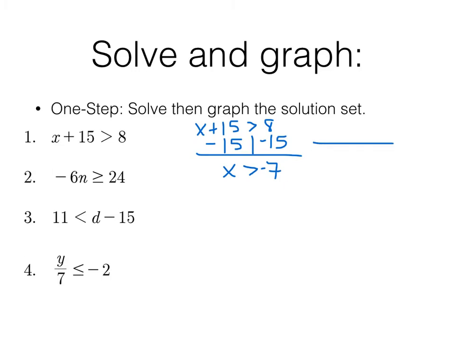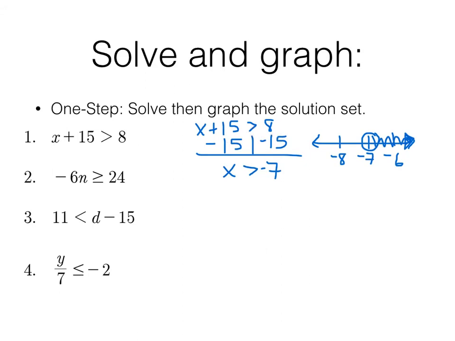So my solution for this first one is x is greater than negative 7, which is almost identical to what we graphed on the previous slide. So I have my negative 7, negative 8 on the left, negative 6 on the right. I have an open circle, and it's shading up. And I can check my solution using an answer that was in my solution set. Use negative 6. Negative 6 plus 15 is positive 9, which is greater than 8. So I know I got it right.